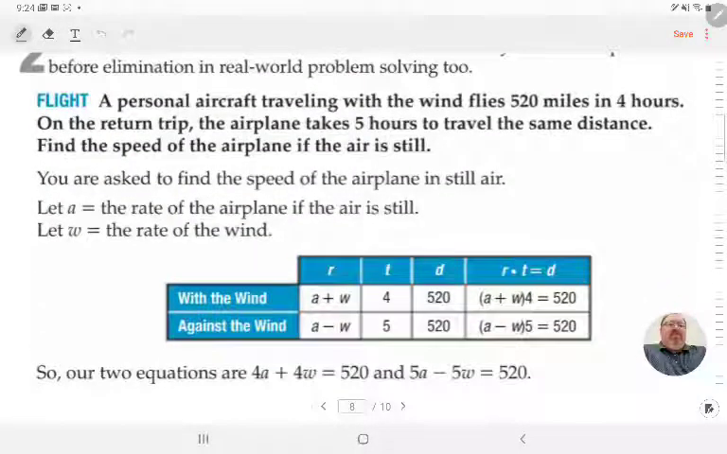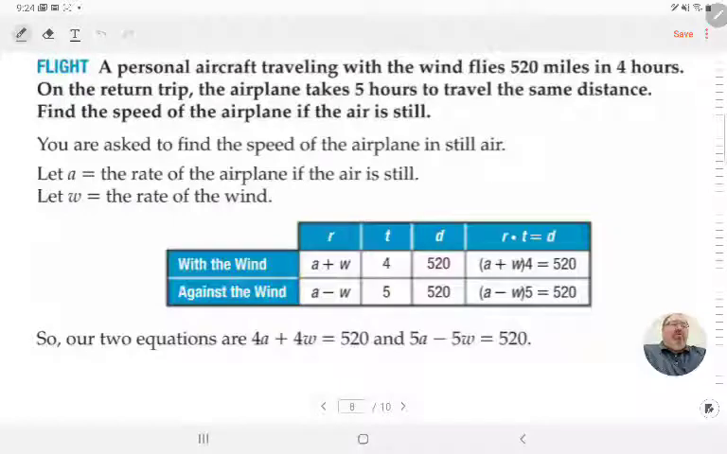So it says a personal aircraft traveling with the wind flies 520 miles in 4 hours. On the return trip, the airplane takes 5 hours to travel the same distance. This time, it's against the wind. They want you to find the speed of the airplane if the air is still, so there's no wind.